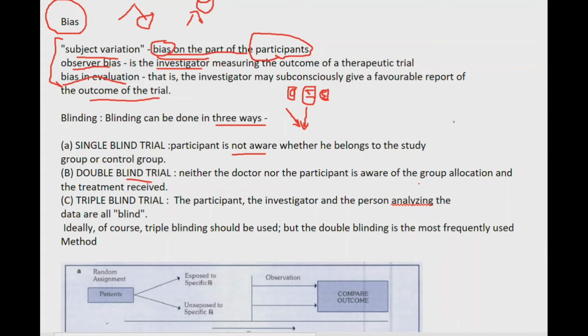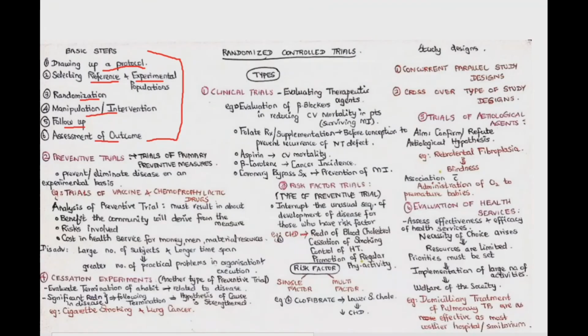Okay. So these are the 3 ways of blinding. The most common blinding used is double blinding. Even though triple blinding should be used as it is the ideal one, double blinding is the most commonly used method. Okay. Now the types of randomized control trials.